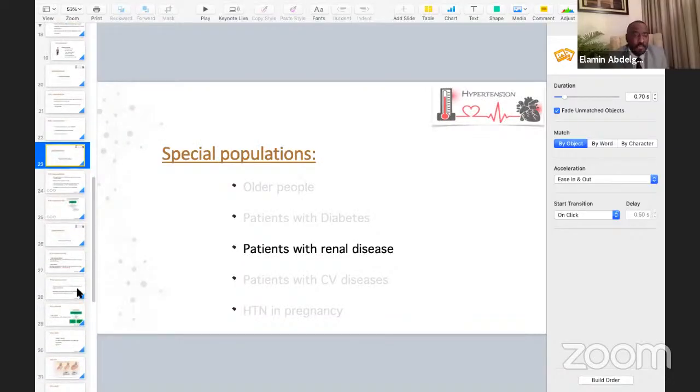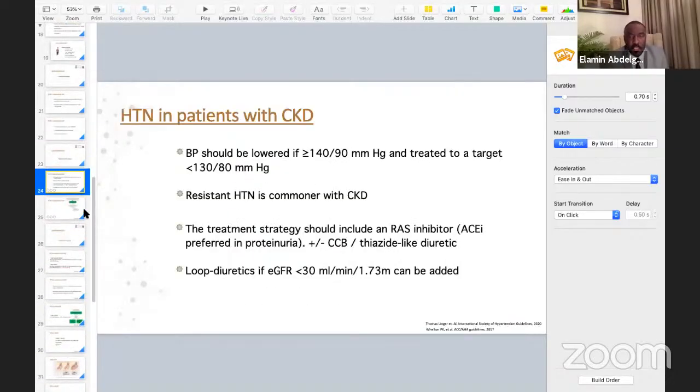Patients with diabetes and renal disease, this once again has been touched on. Blood pressure is lowered if the systolic is more than 140 over 90, again European, while 130 over 80 is American. And we need to mind that resistant hypertension is quite common in this group of patients. And this is multifactorial, either hormonal effect or atherosclerosis effect or renal vasculopathy. So we need to keep in mind that we may encounter so many patients with resistant hypertension in patients with CKD.